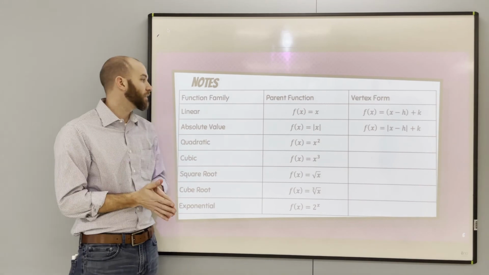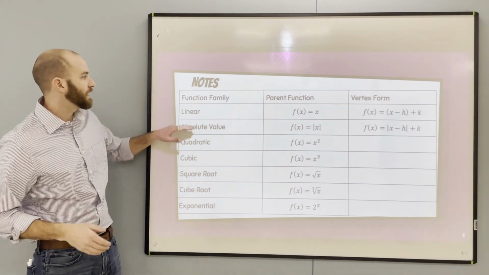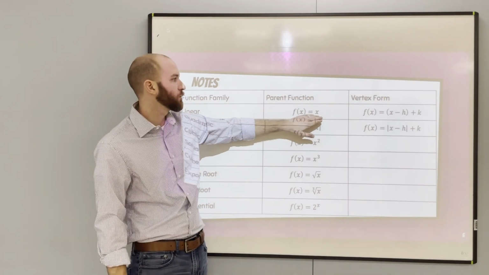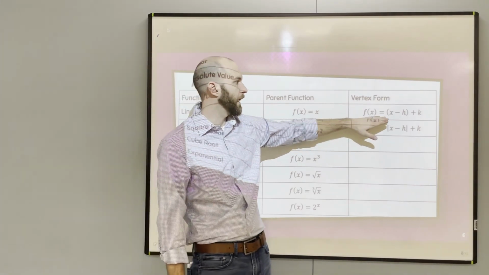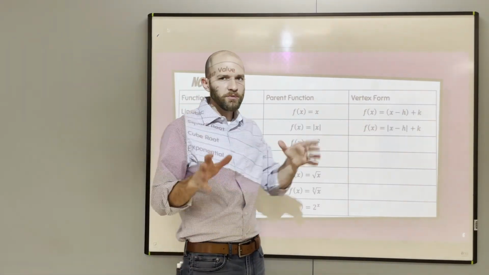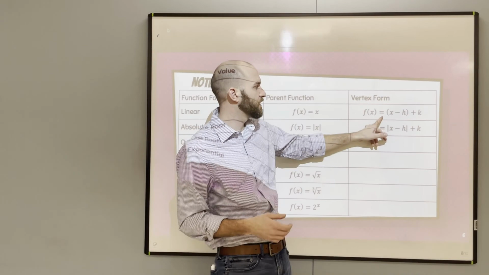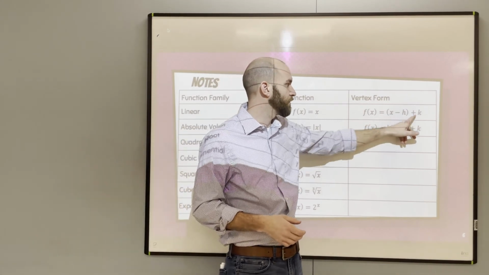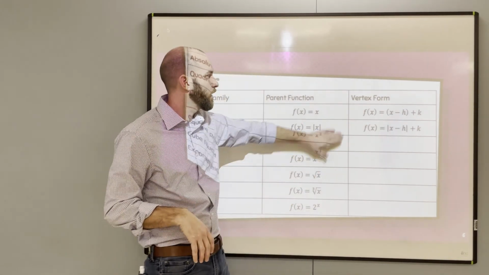We've got another table here. Let's fill this one out together. You can see in the linear function, we went from f of x equals x to the vertex form x minus h plus k. This one seems a little bit redundant to have parentheses around this when we could just do negative x plus k here together, but let's not worry about that one too much.